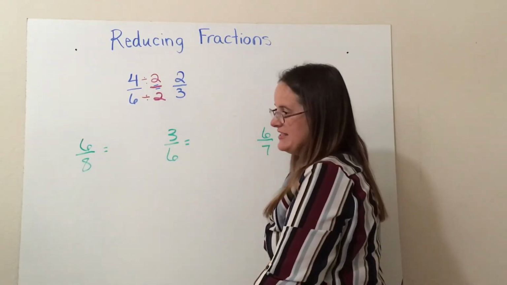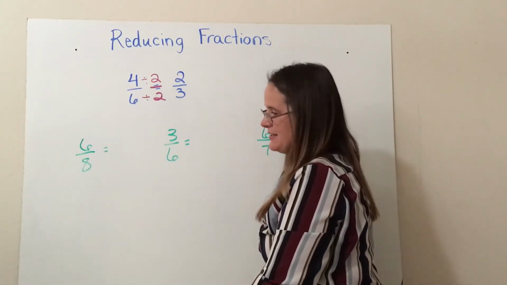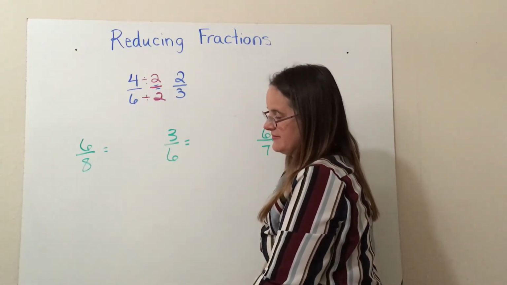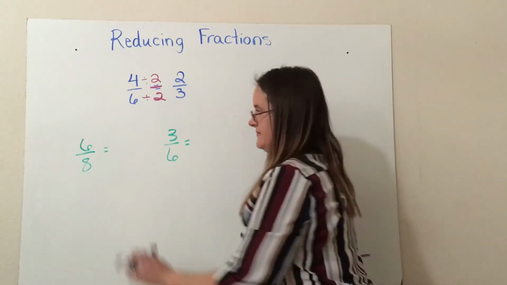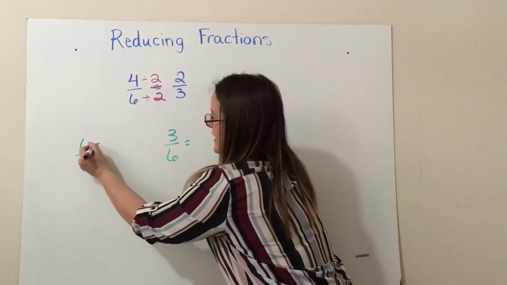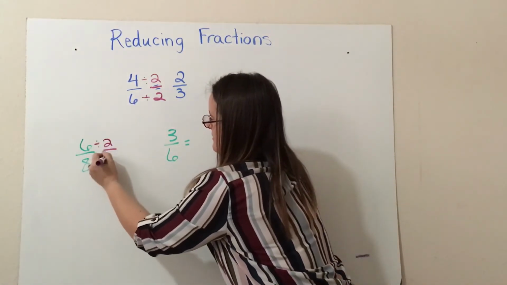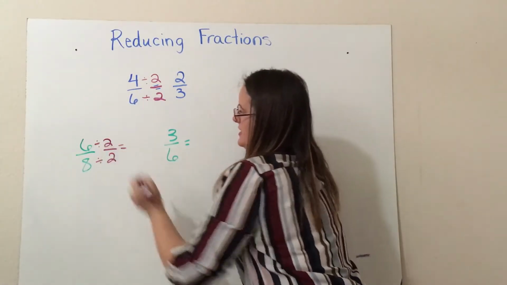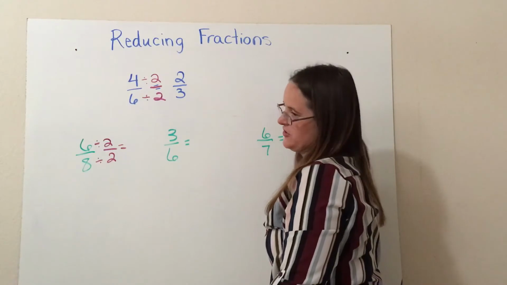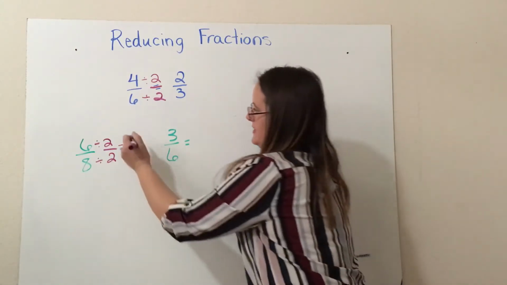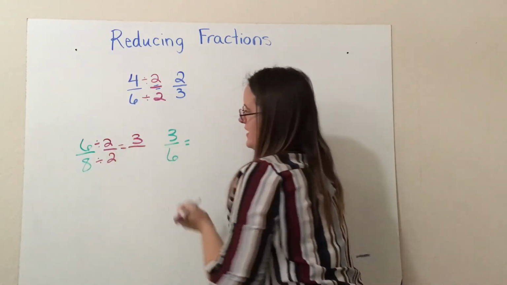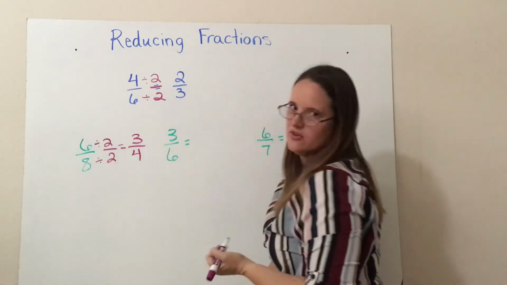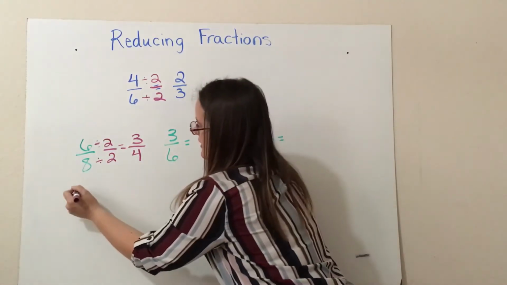6/8. What can I divide both 6 and 8 by? 6 and 8 can each be divided by 2. So I'm going to write my 2/2 here. And what is 6 divided by 2? 3. And what is 8 divided by 2? 4. Okay, so let's check our answer real quick by drawing a picture.